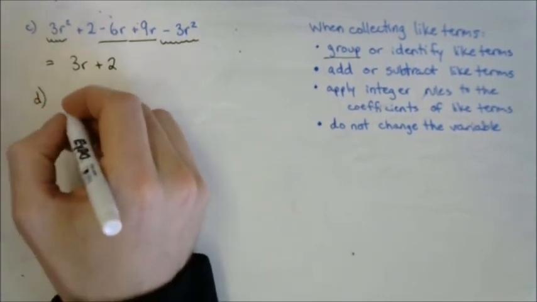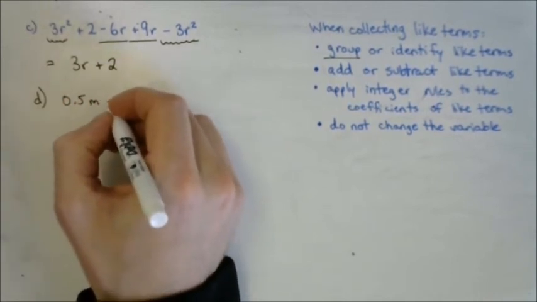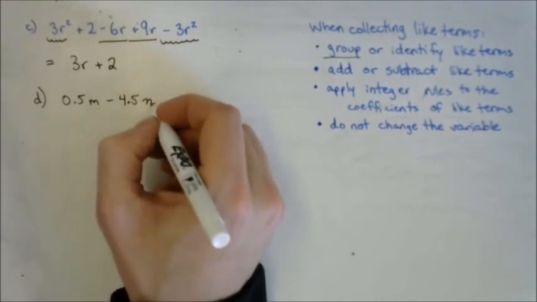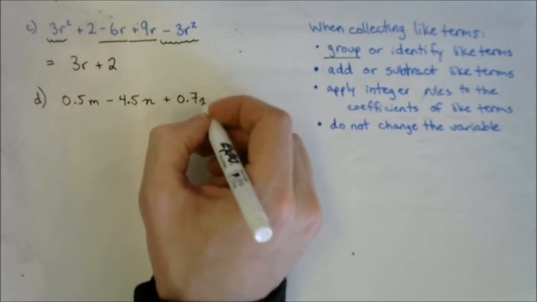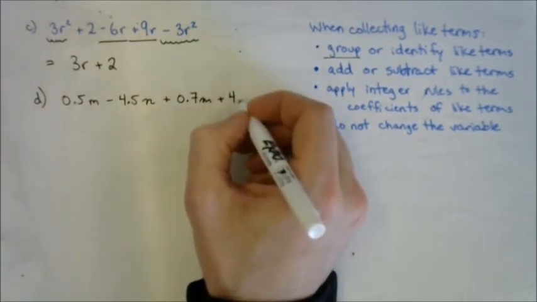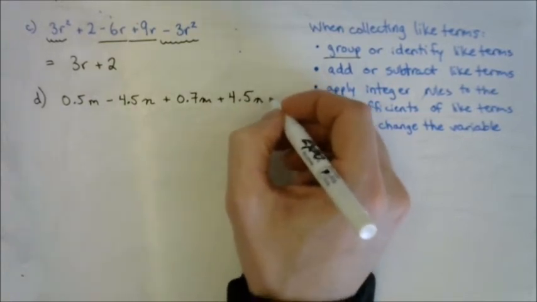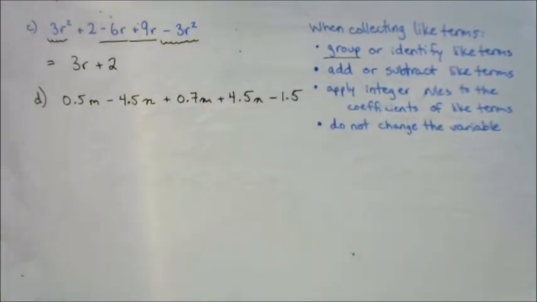Last example here, D: 0.5m minus 4.5n plus 0.7m plus 4.5n, as in Nancy, and negative 1.5 at the end. All right, same strategy.